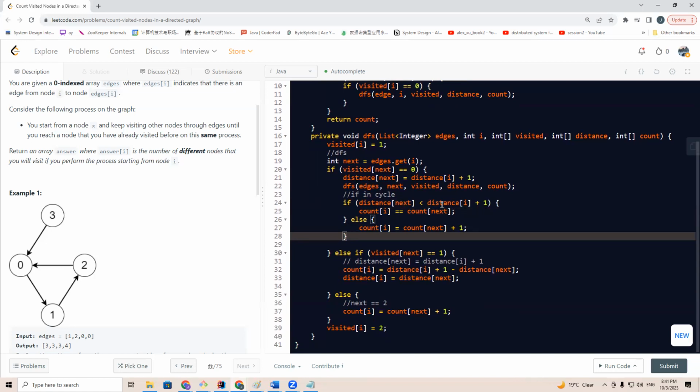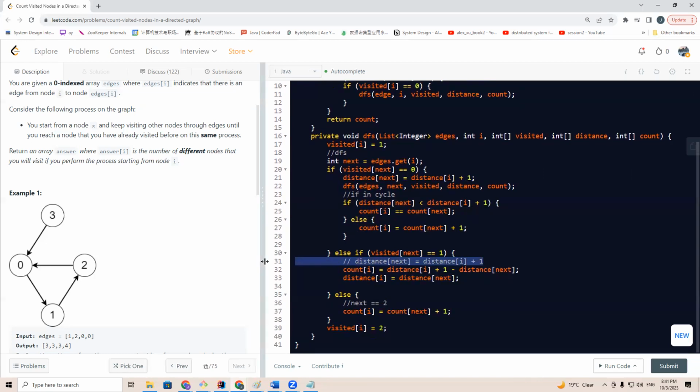So that means if there is no circle, distance next will equal distance I plus 1, right? In that case, if it's not in a circle, we just have count equal to next count plus 1. So this will be our result.